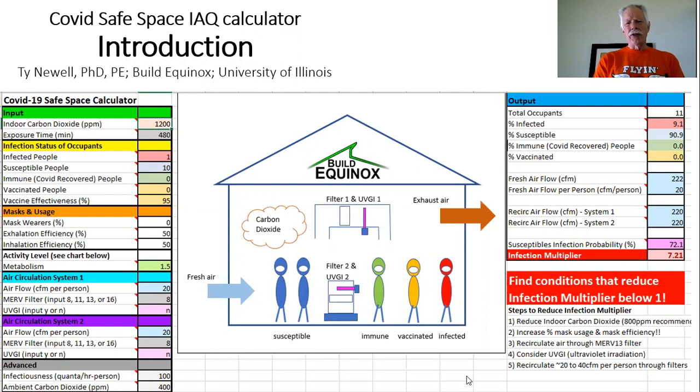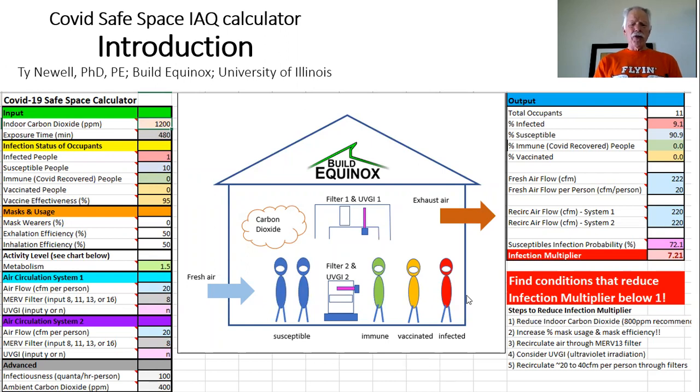This is an introduction to the COVID Safe Space Calculator, a tool designed to help you create a space in which COVID-19 is not easily transmitted, that reduces the probability of your getting infected by the SARS-CoV-2 virus if it's in your area. And then finally, in general, how to just create a healthy, productive space for you to live in.